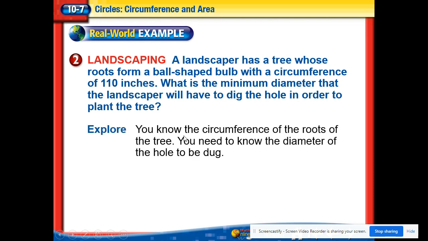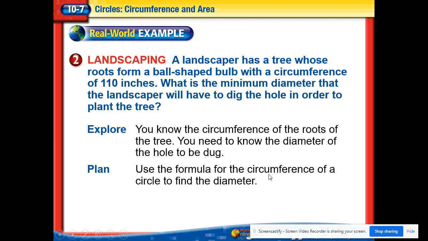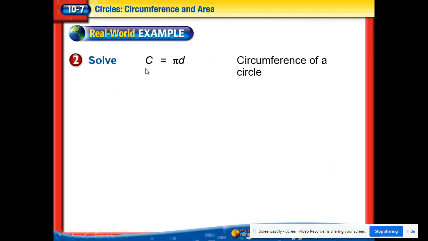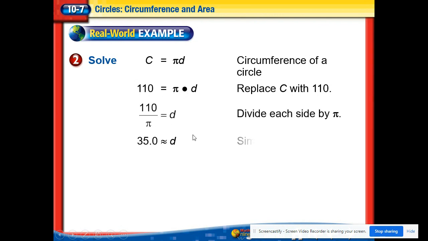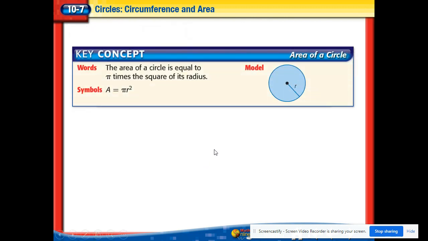Well, we can use our idea. We know the circumference. We need to figure out the diameter. So let's use the formula. So C equals pi d. Now we have been putting it in for d and just multiplying by pi. This one's backwards. They're going to tell us what the circumference is. That's 110, so we put it in for the circumference. Now if we want to find d, we're just going to have to divide by pi. So we're going to divide by pi, put it in our calculators, and we're talking about a 35-inch hole.